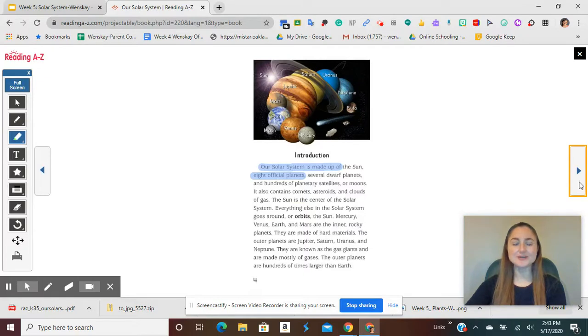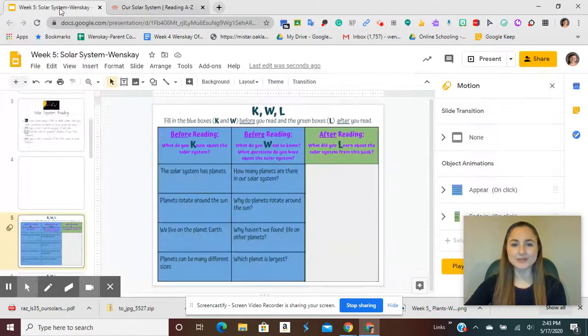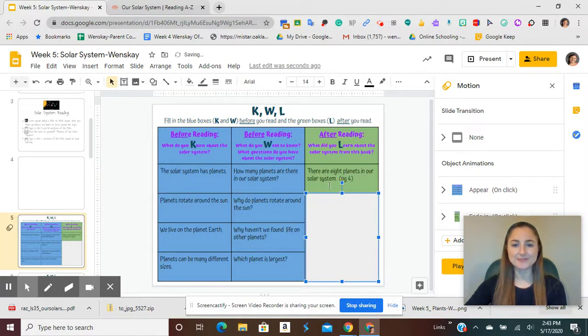Introduction. Our solar system is made up of the Sun, 8 official planets, several dwarf planets, and hundreds of planetary satellites or moons. Already in that first sentence, I found the answer to one of my questions because I asked how many planets are in our solar system. So I can go back to my KWL, and it was actually my very first question. How many planets are there in our solar system? So I've typed the answer right here, and I also put a page number so that I could go back and check my text later.